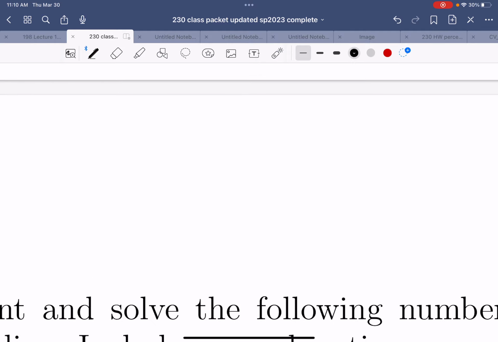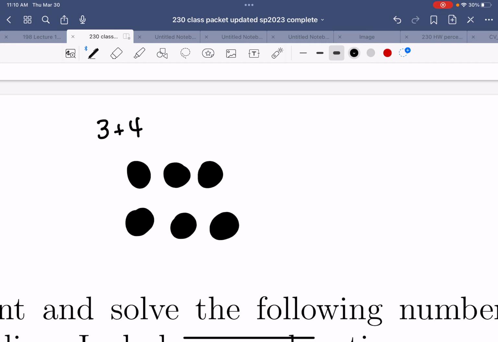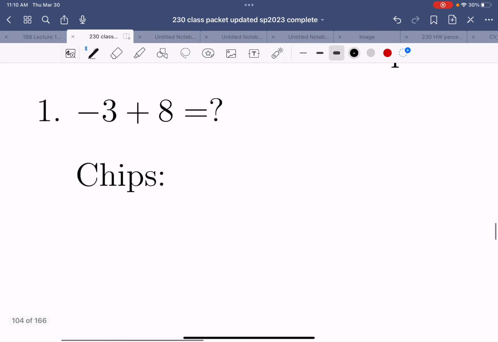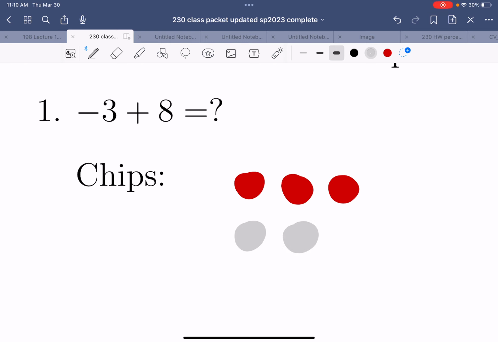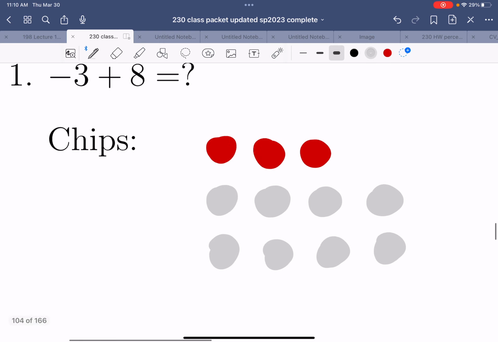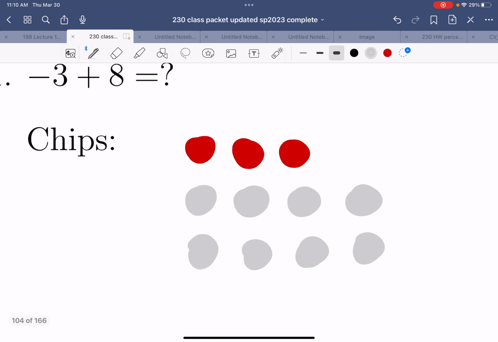So when we had positive numbers like 3 plus 4, we would say, okay, well, give me 3 things, and then give me 4 things, and then combine them together, right? And we would add them up. So then we're going to start out with a similar technique here. So when we see -3 plus 8, we're going to start out by representing the -3. So I'm going to have 3 red chips to represent -3. Then I'm going to put down 8 white chips to represent positive 8. The plus sign means combine, so I put them all together.